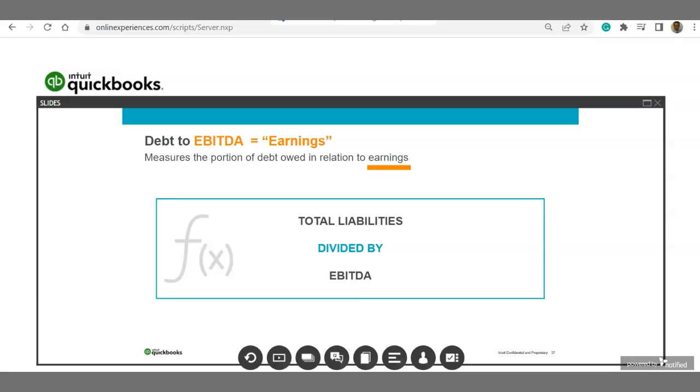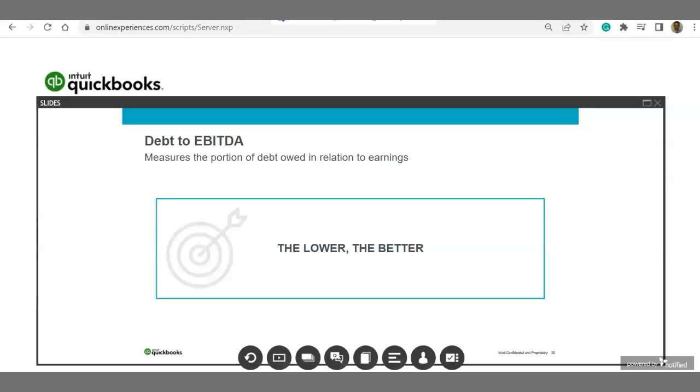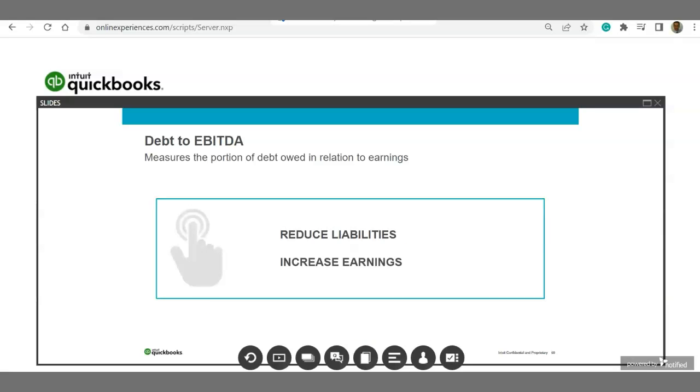And this ratio measures the portion of debt that is owed to the creditors in relation to earnings. Now, again, just like the debt to equity ratio that we looked at right before it, the lower the debt in relation to earnings, the better. A high ratio can indicate that a company could be slow in paying off its debt. So to lower this ratio, you could focus on increasing earnings and reducing liabilities.